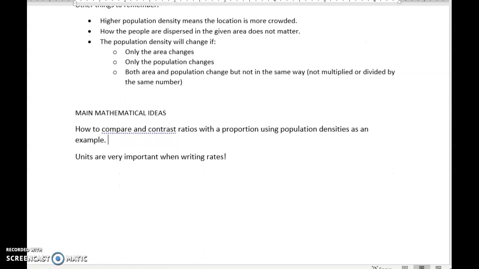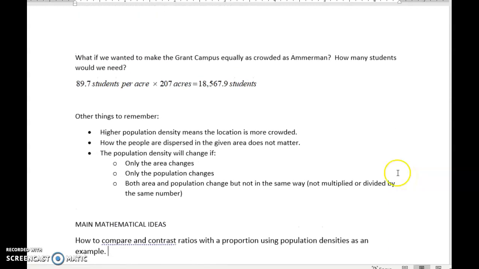All right, one of the main mathematical ideas is how to compare and contrast ratios with a proportion, using population densities as an example. We used what's called a proportion in this example, where we used the population density of the Ammerman campus and figured out how to make the Grant campus equally as crowded. We actually used a proportion there, even though we didn't set it up like that.